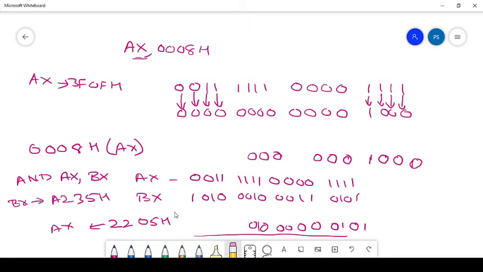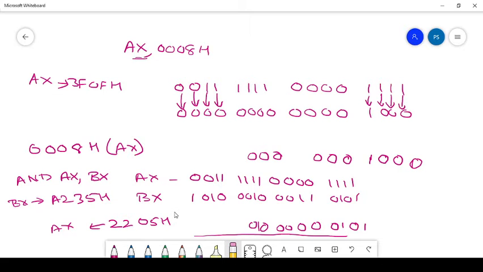In a similar way, OR AX comma BX. So we have to go for bit by bit OR of each and every bit. 1 1 1 1 0 1 1 1 1 1 0 0 1 1 1 1 1 0 1. So 1 0 1 1, 8 plus 3 is 11, that is B, F 3 F. So this is the answer. This will move to the AX. So this is about the logical OR instruction.